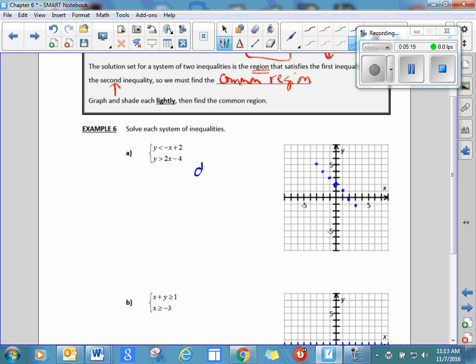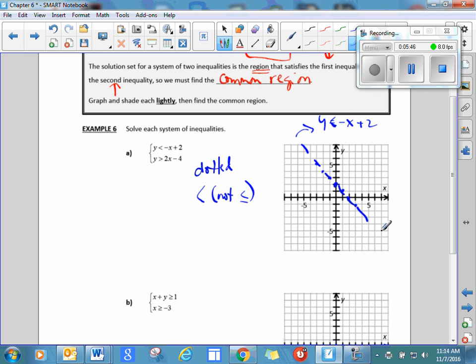These are going to be dotted because it's less than, not less than or equal to, and greater than, not greater than or equal to. So when I connect these dots with a dotted line, that's the equation, and let me write this, y less than minus x plus 2.